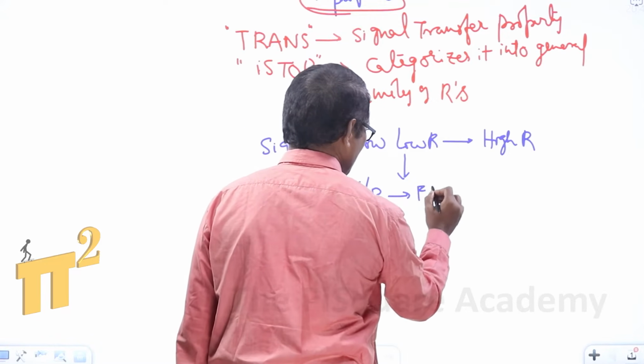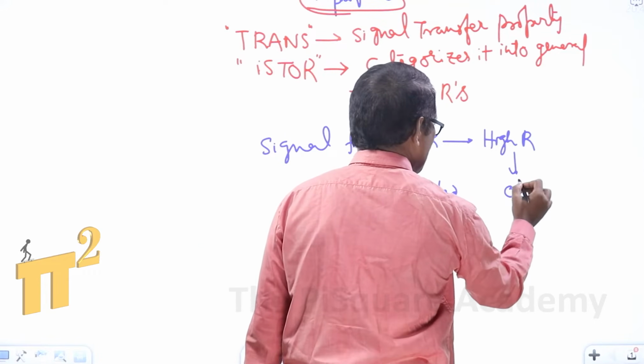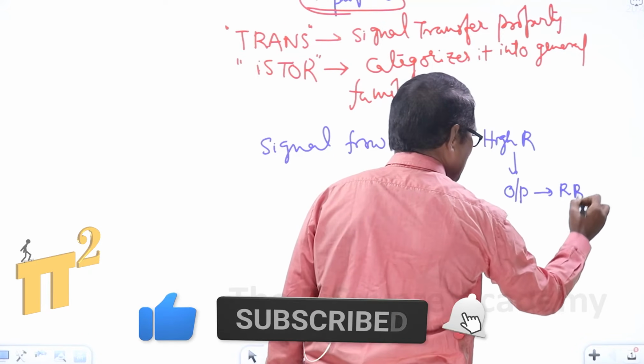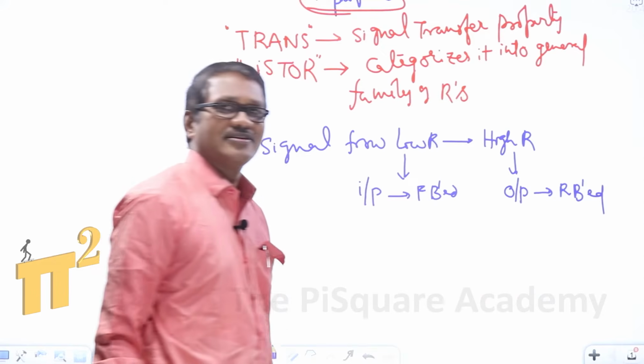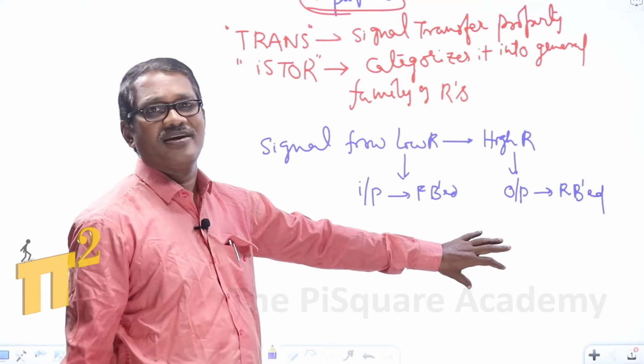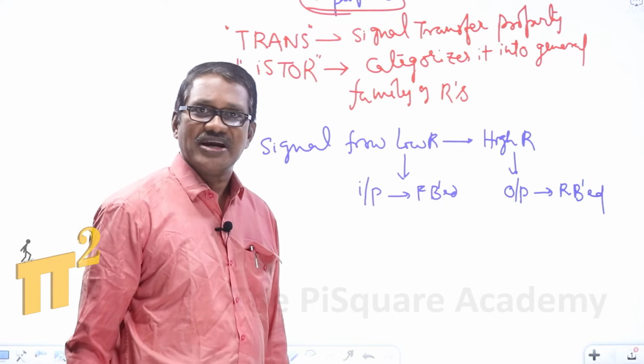Input always must be forward biased, and so in this case, to establish a high resistance path, output always must be reverse biased. Have you understood this? This is the first and foremost condition to be satisfied to use a transistor as an amplifier. Have you understood this, right?